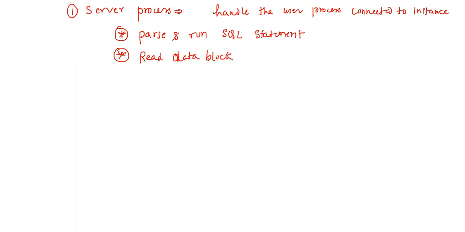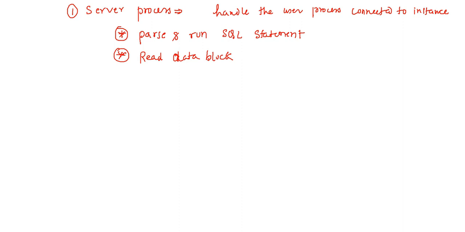It will read the necessary data blocks from the data files on the disk into the shared database buffer cache of the SGA, and move them to the database buffer cache. Whatever the client requirement is, the fulfillment will be done by the server process. The third is, it returns results in such a way that the application can process the information. So this is the most important thing that the server process does.